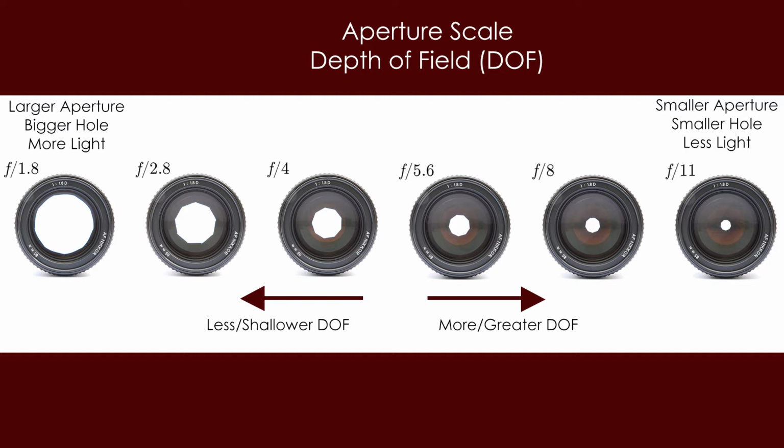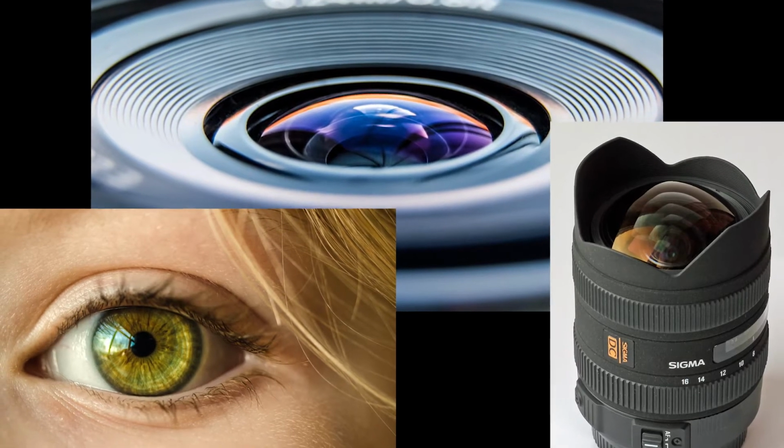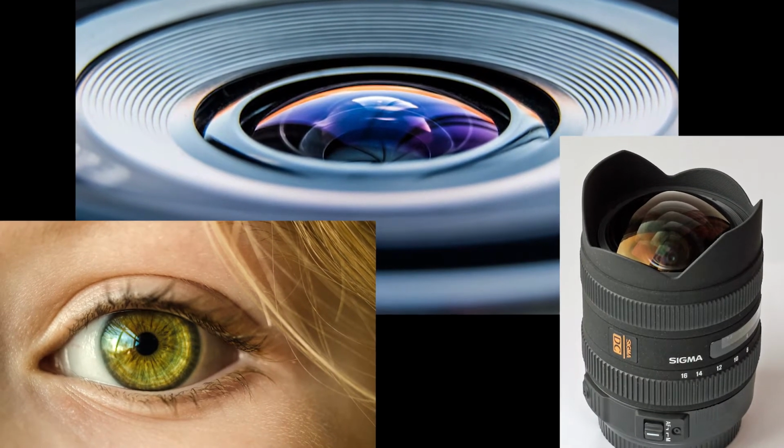The size of the hole also changes depth of field. The smaller the hole is, the larger the depth of field will be and more of the picture will be in focus. The larger the hole, the shallower the depth of field will be, and there will be less focus in the picture. But why? Why would the hole size affect how much focus there is? Well, a camera lens is curved, just like our eyeballs.